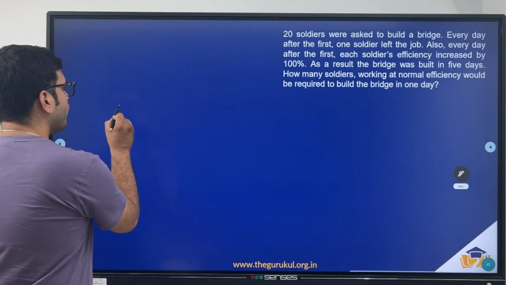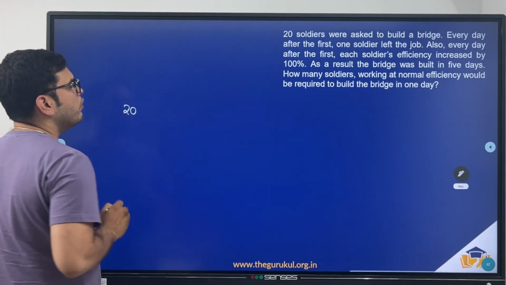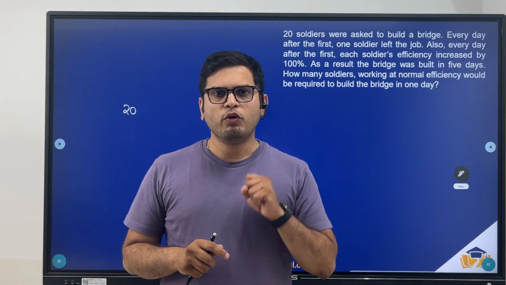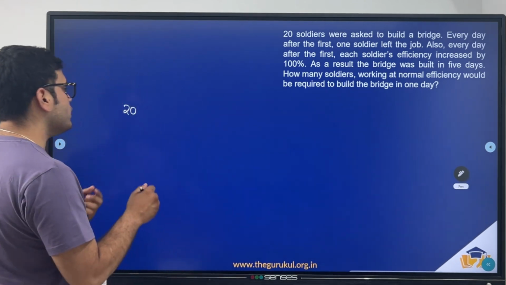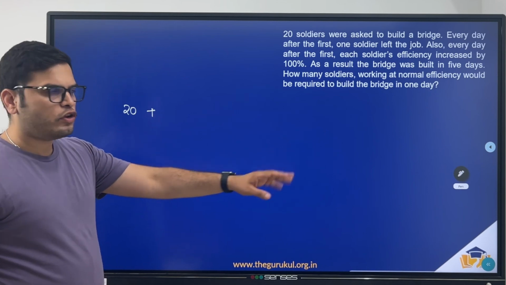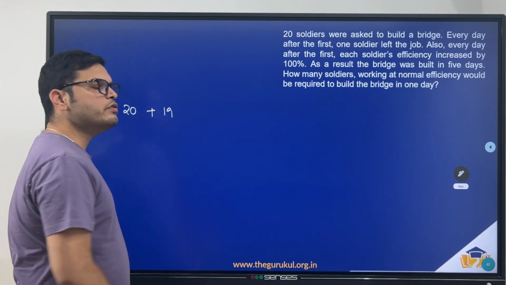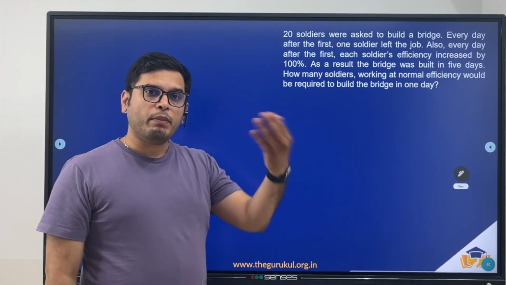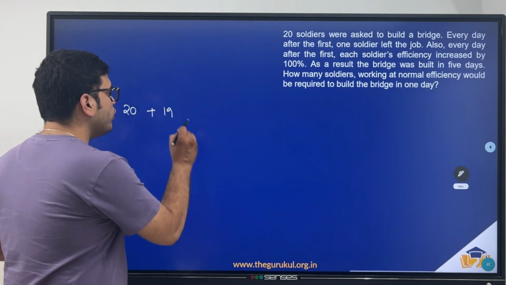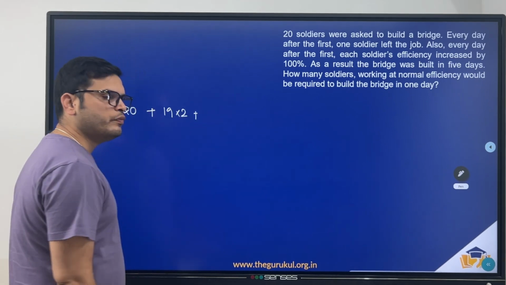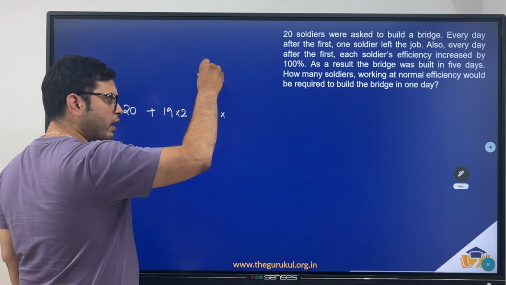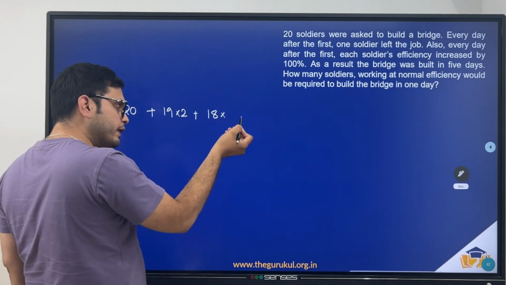Right. So you have 20 soldiers working on day one, and let me assume that each soldier will be doing 1 unit of work a day, right? So on first day you have 20 units of work being done. Now in second day one soldier left the job, so you'll be having 19 soldiers, and the efficiency will be double the previous day. So if they are doing 1 unit on day one, they'll be doing 2 units on day two. Then again, on the third day, there will be 18 and there will be 100% increase in the efficiency. So 2 getting doubled.